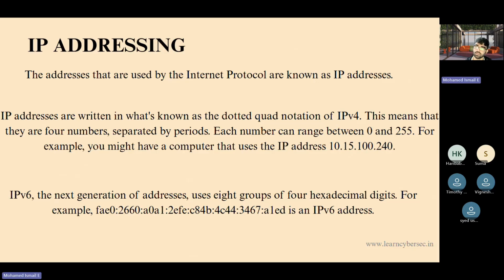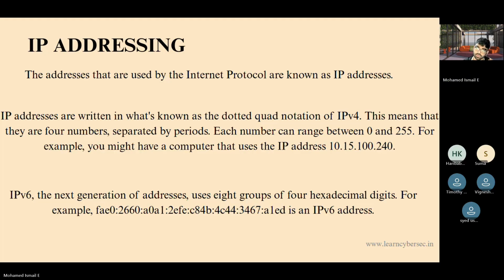So the next concept is IP addressing. To identify a unique source and destination, an IP address is used. We have IPv4 and IPv6 as different types. IPv6 is something where you can see hexadecimal digits.